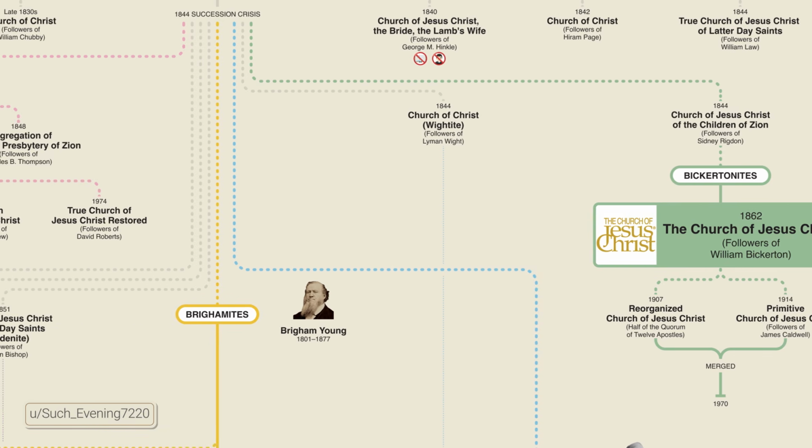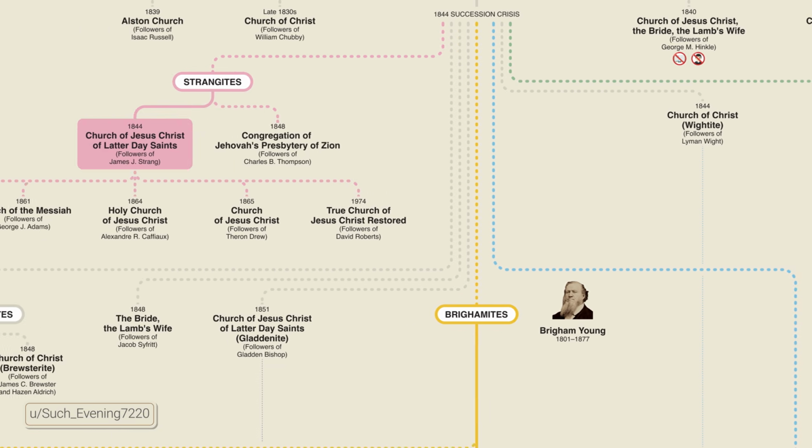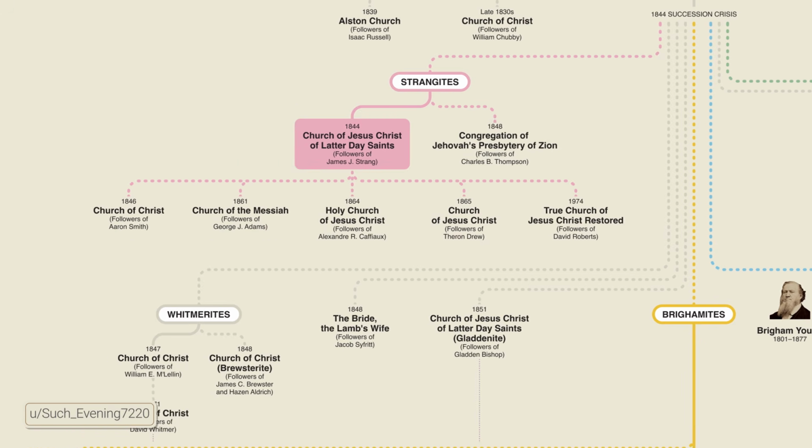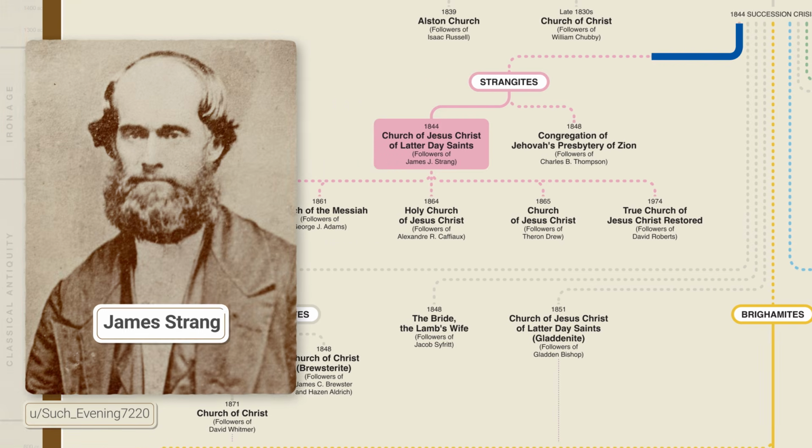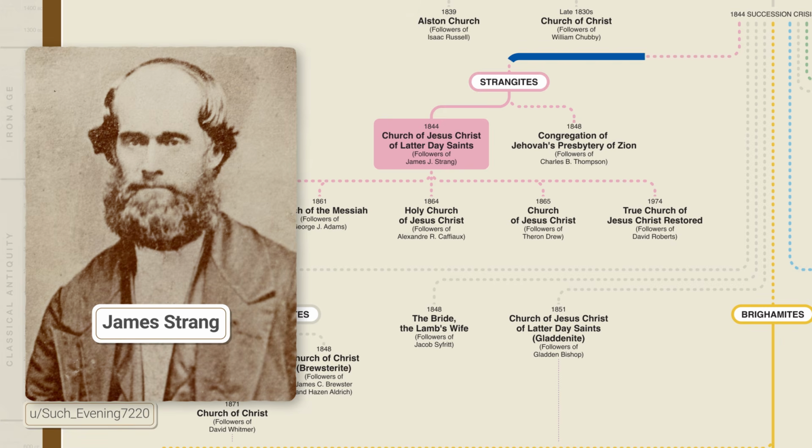Backing up a bit, though, there was actually a third contender to succeed Joseph Smith, alongside Brigham Young and Sidney Rigdon, a man named Joseph Strang. Strang had become a Mormon just a few months before Joseph Smith died, but he claimed to possess a letter from Smith appointing himself as Smith's successor.